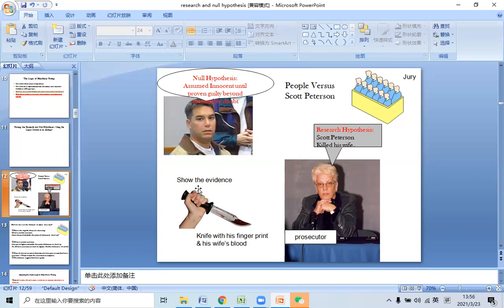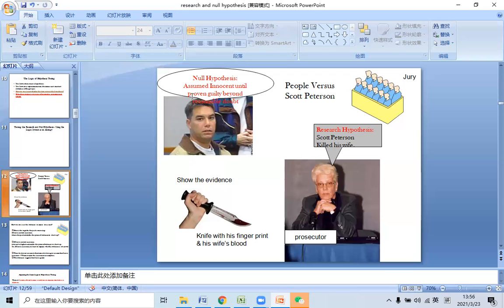And then we show the evidence. We start with the innocence assumption. Let's start with the assumption that you are innocent. And then we show evidence. Here, you find a knife with the defendant's fingerprint and with his wife's blood, both on the knife. Is that good evidence? It's pretty strong evidence. This evidence makes the null hypothesis sound really bad.